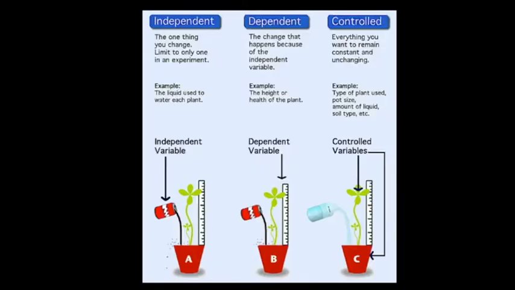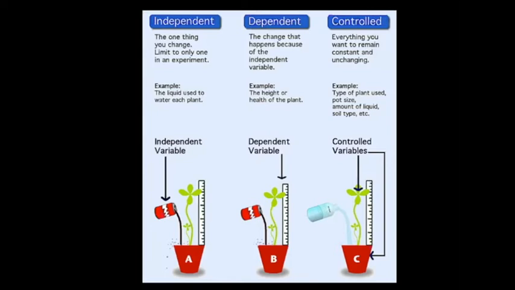So the independent variable, as you can see in this diagram, is the type of liquid used. Some of the plants are getting Coke, some of the plants are getting water. That's what we changed. The independent variable is what we changed, what we want to test. Plant A was Coke, plant B was Diet Coke, and plant C was water. And we use the same amount of liquid for each plant. Independent variable, the type of liquid.